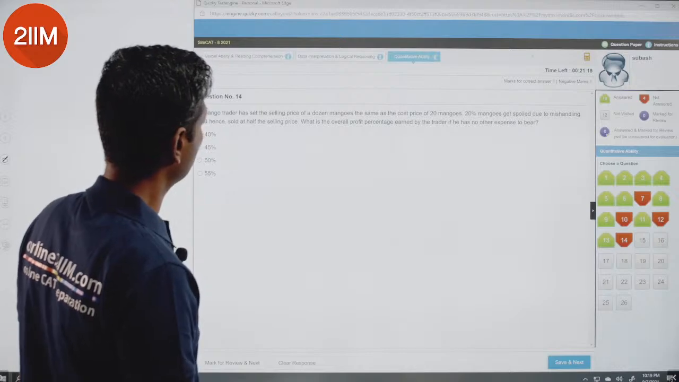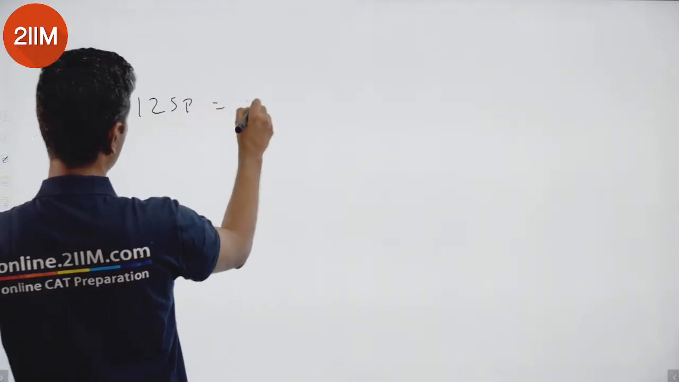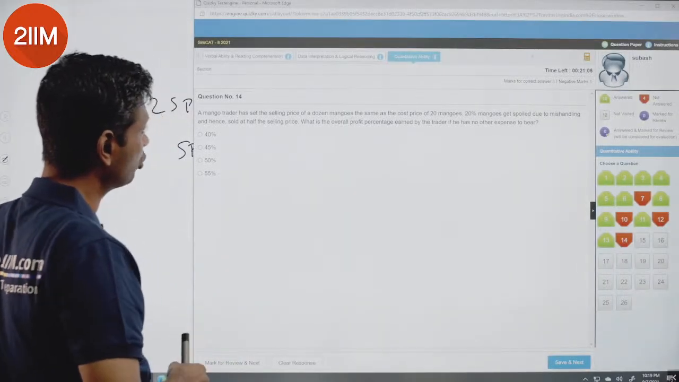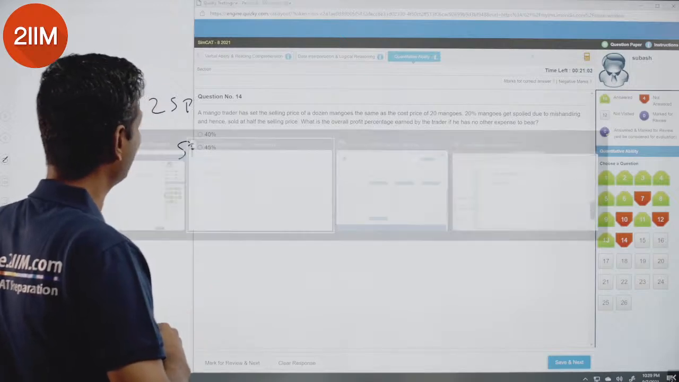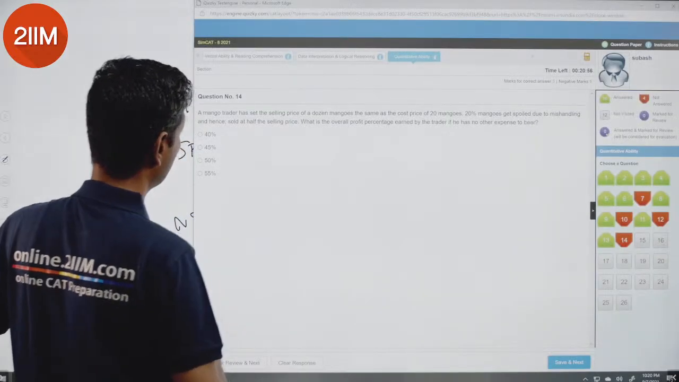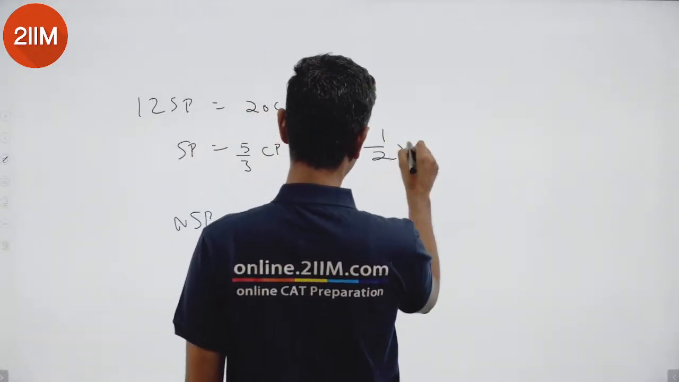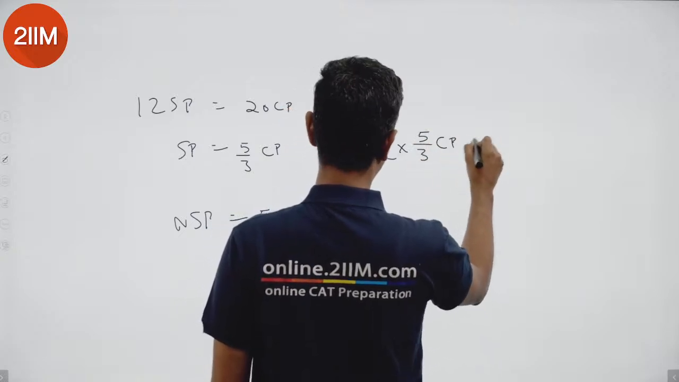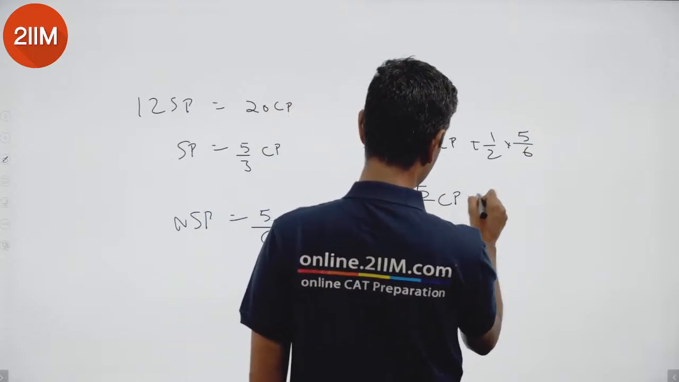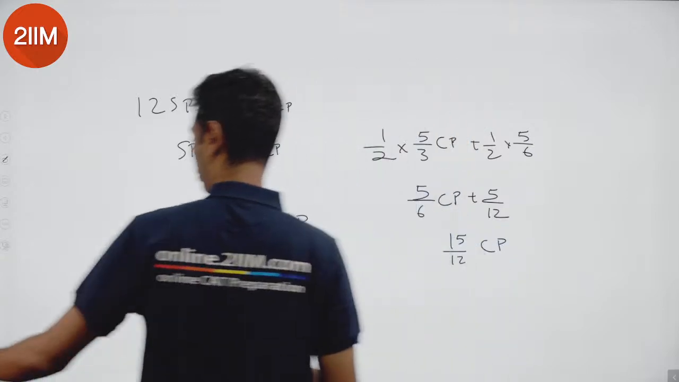Mango trader said the selling price of a dozen mangoes is the same as cost price of 20 mangoes. 12 SP equal to 20 CP. SP is 5 by 3 CP. Lovely. 20% of the mangoes get spoiled due to mishandling, hence sold at half the selling price. So new selling price is 5 by 6 selling price, 5 by 6 of cost price. Overall profit percentage. So half the goods at 5 by 3 plus half at 5 by 6 he sells. So 5 by 6 of cost price plus 5 by 12 of cost price, 15 by 12 of cost price. So profit of 25%.